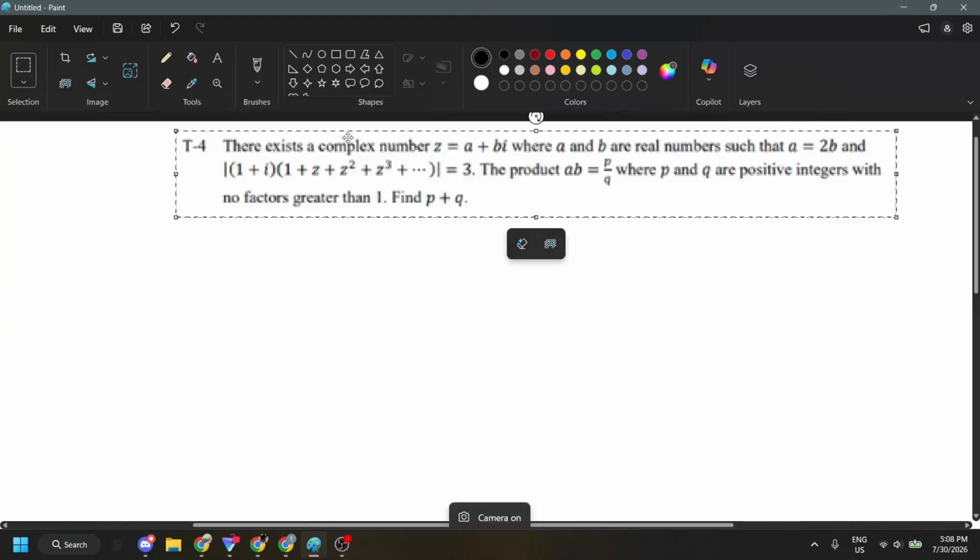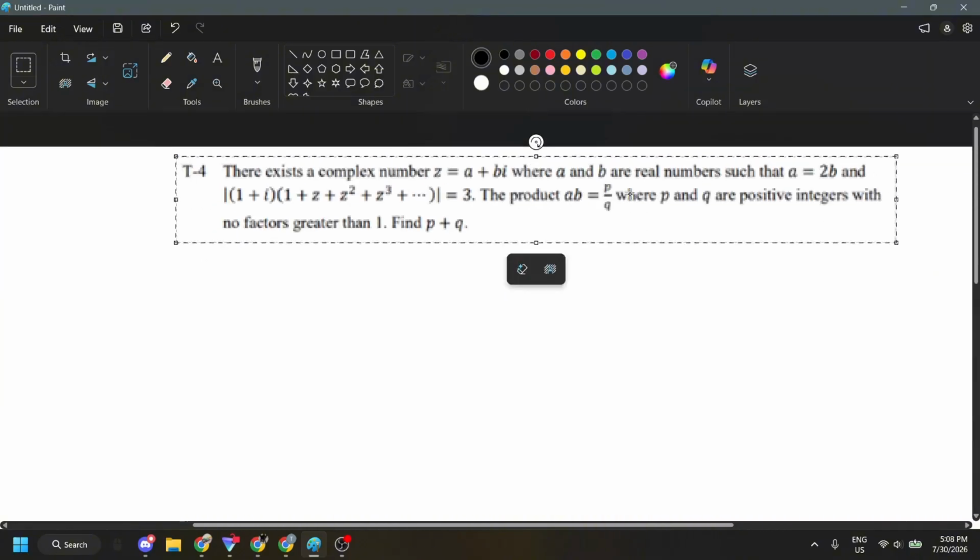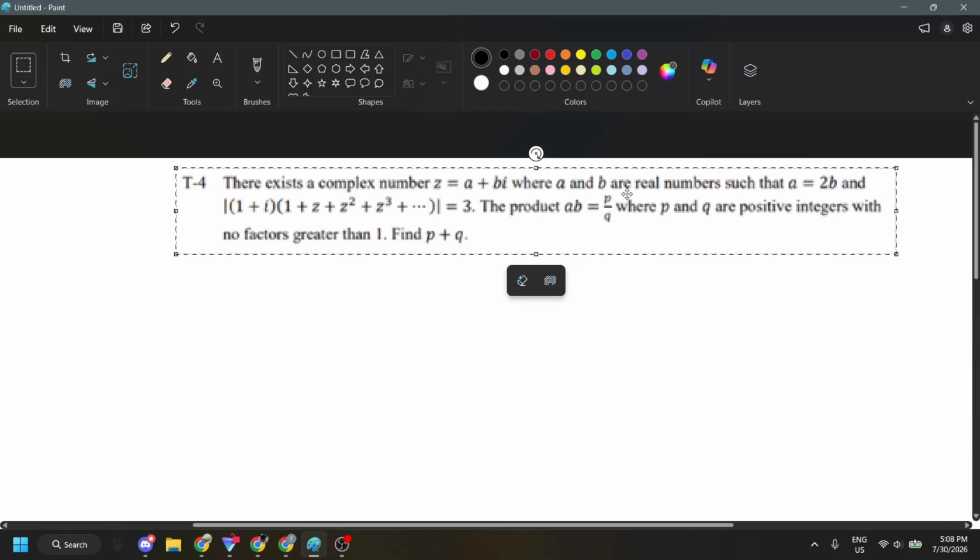Hi. There exists a complex number z equals a plus bi, where a and b are real numbers such that a is equal to 2b, and the magnitude of (1 plus i) times (1 plus z plus z squared plus z cubed, dot dot dot) is equal to 3. The product ab is equal to p over q, where p and q are positive integers with no common factors greater than 1. Find p plus q.